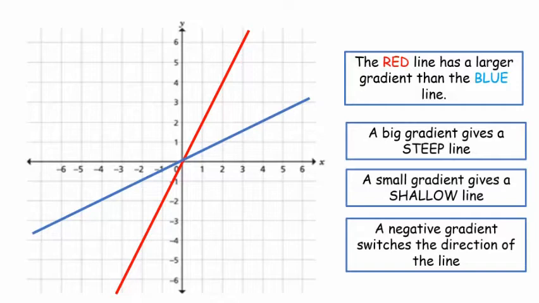Well, a negative gradient switches the direction of the line. So here's an example of a negative gradient. The yellow line there. As you can see, it's going the other way. It's going in the other direction. This yellow line is actually y equals minus x. So as you can see, if you've drawn y equals x before, it's just the opposite way round to y equals x. Y equals minus x.